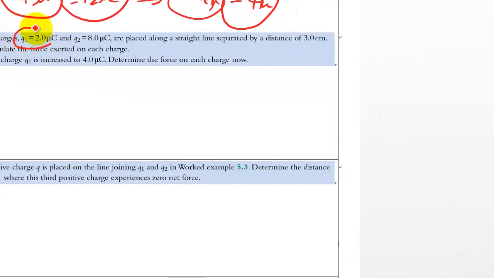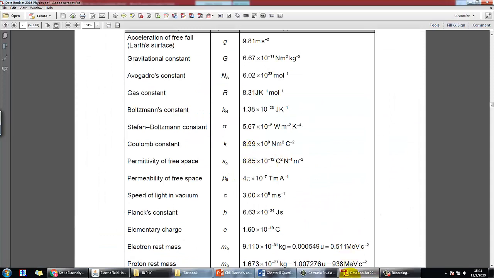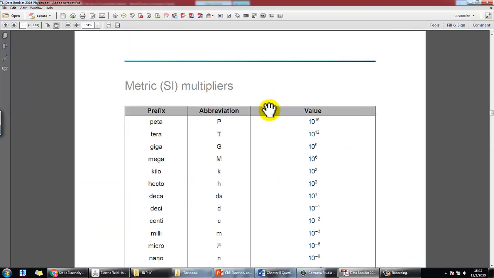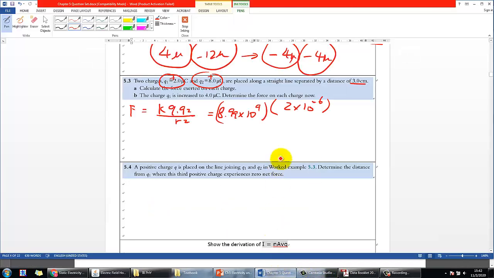We have two charges and they are both positive. If they don't say that, then we assume it's positive, and there's a distance between them. Calculate the force on each charge. So basically you just have to apply the equation that you learned, which is k Q1 Q2 over r squared, and simply substitute all the things that you know. For k, let's take a look again: 8.99 times 10 to the power of 9. Then Q1 is 2 micro, which is 10 to the power of negative 6. If you don't remember, you can double check with your data booklet, which is here. Micro is negative 6, and then also 8 microcoulomb, if you like to say micro, that's fine.